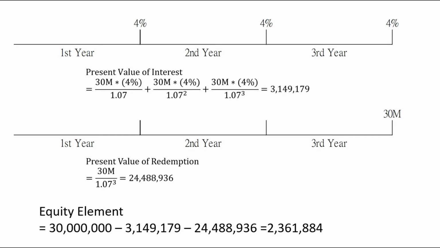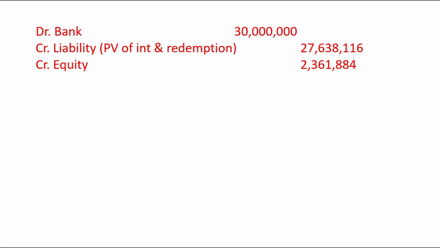Now let's take a look at the double entry treatment for these numbers. After issuing the convertible bond, the company will receive $30 million, so we debit bank by $30 million. Next we have the present values of interest and redemption as the liability element, and the balancing figure will be the equity element. They both will be on credit side.